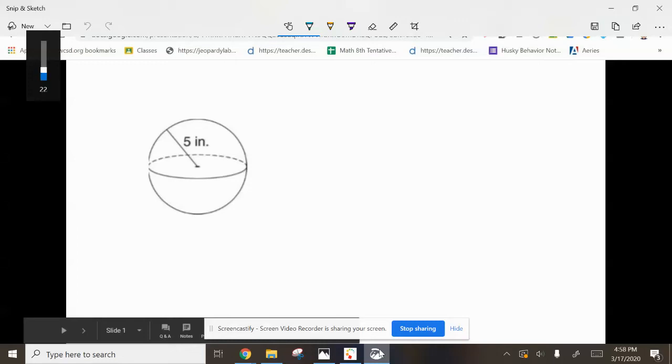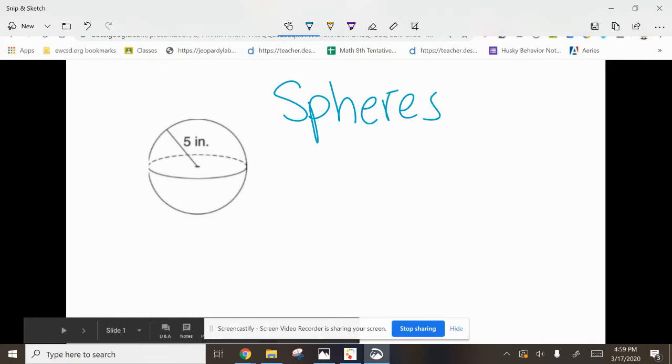All right, guys. So we're now on day 3. We're going to do volume, and our last volume lesson is on spheres. We know what spheres are. We've seen them all over the place. And to find the volume of how much can fit in a sphere, there is a very unique formula.